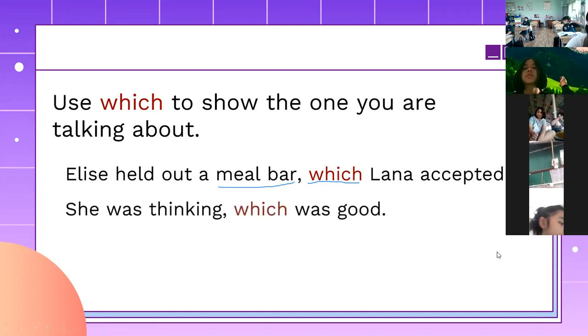Okay, so next we have another example. She was thinking of something which was good. So you're not going to write the specific or the exact thing that she is thinking, but you write which. Okay, did you understand?